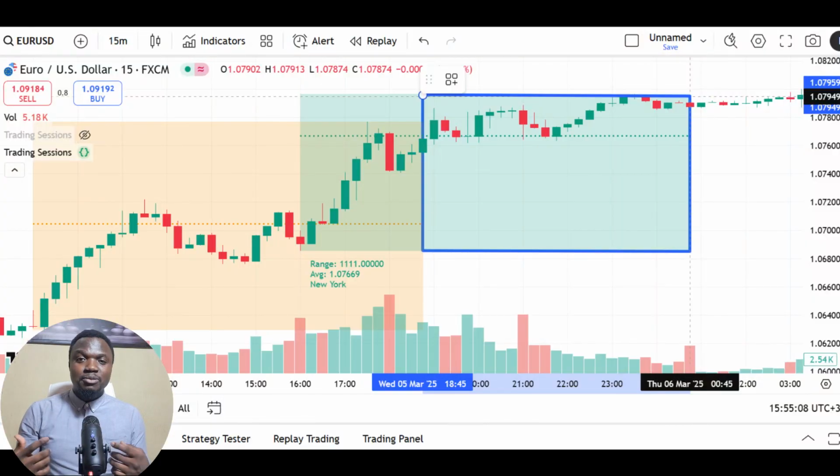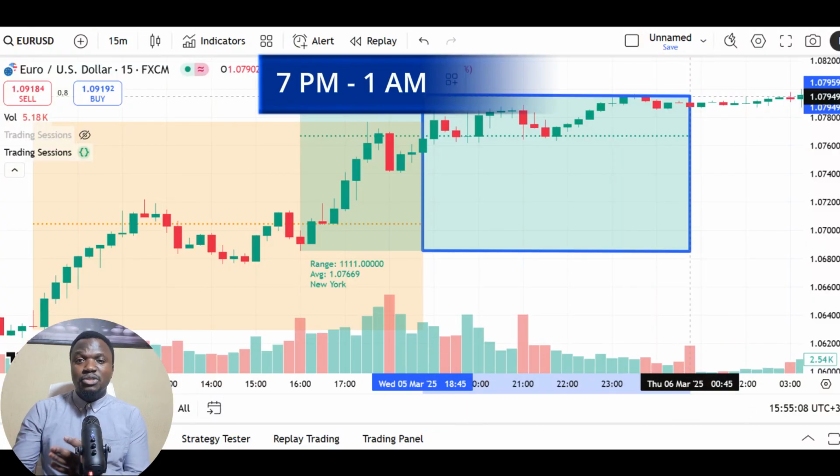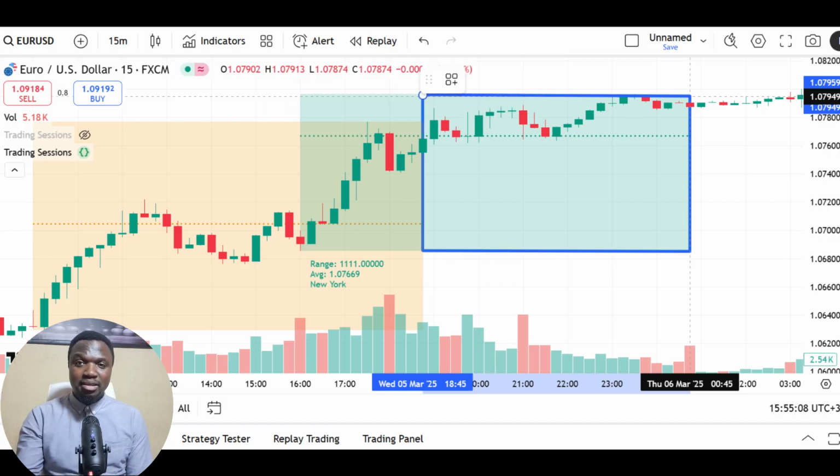Now let us look at the rest of the New York session, which starts from 7 p.m. to 1 a.m., which is basically after the overlap with the London market. This part of the New York session is still fairly active, especially for pairs that are related to the USD. If you are someone who is busy during the day, maybe with work or with family or with any other thing, this could be your trading time. Just keep in mind that it runs late into the night, so you need to be careful not to overtrade or stay up so late that it affects your routine.